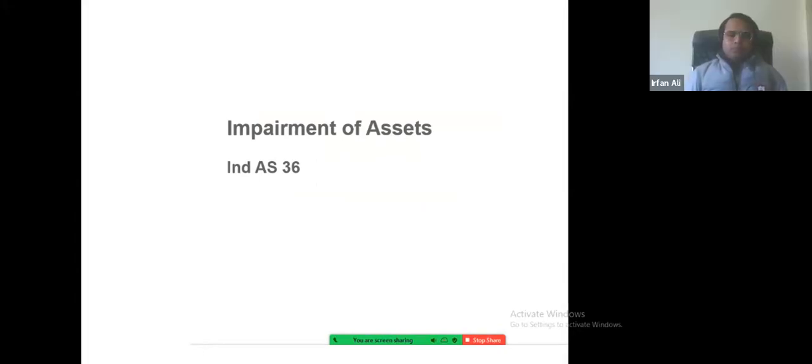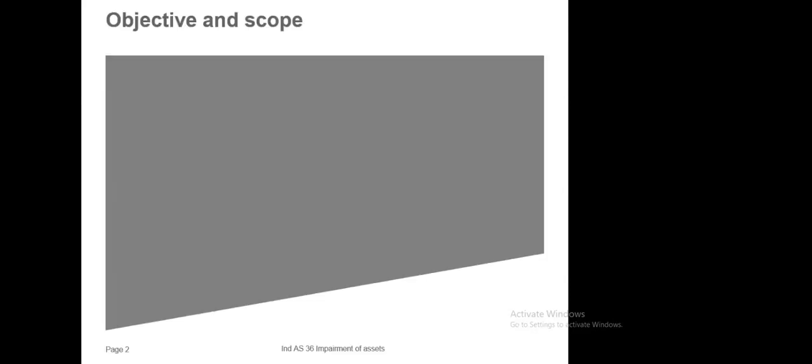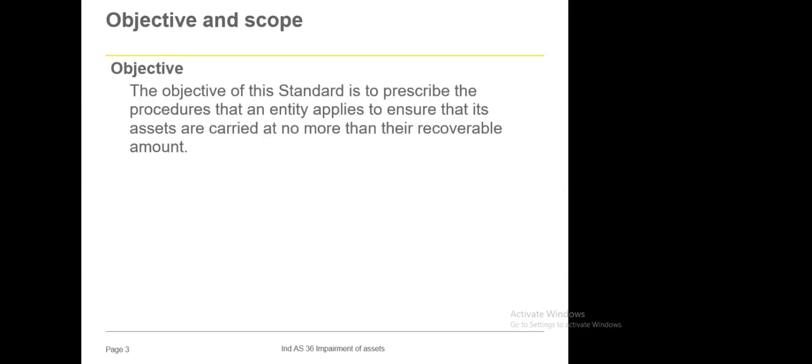Yes, ma'am. Okay. So moving on to our first topic for today, which is impairment of assets. This is Ind AS 36. In this topic of Ind AS 36, we are going to discuss when we are going to impair an asset and how we are going to recognize the impairment loss. So let us start with this topic.